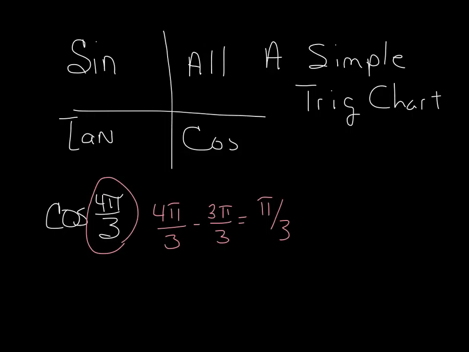Wait, how? You just take the denominator and the pi? If it's reduced to lowest terms, yes. Is it for all of them or just for that number? For any, like pi over 3, pi over 4, pi over 6.